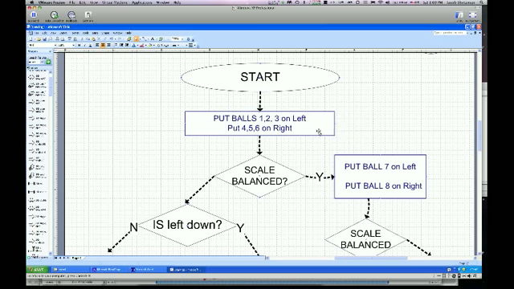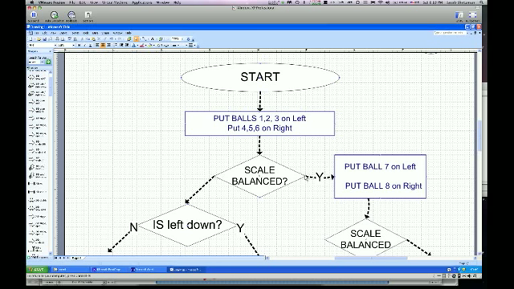So now we look at the scale and we ask a question. Is the scale balanced? If the scale is balanced, that means the side where 1, 2, 3 is equal in weight to the side where 4, 5, 6 is, because we put 1, 2, 3 on the left and 4, 5, 6 on the right. So if the scale tells us that they are equal, then that means that the heavier ball is 1 out of 7, 8, or 9, right? This is our conclusion, as we said before.